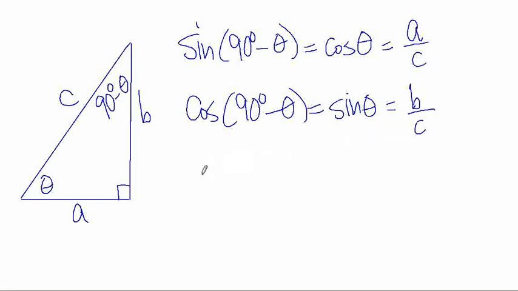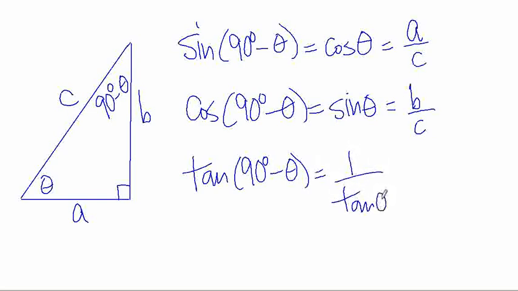Okay? And furthermore, you will notice that the tangent of 90 degrees minus theta is equal to the reciprocal of the tangent of theta. Okay? Both of those expressions are equal to a over b. All right? Now, we've established three identities. Okay, these identities are known as the complementary angle identities. All right.